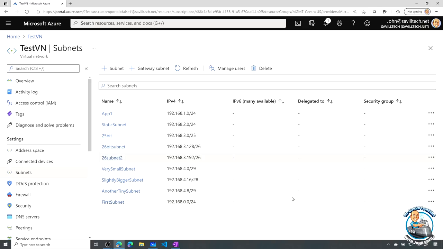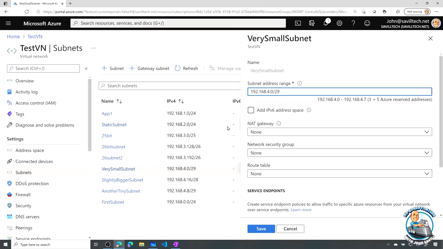And then I created the smallest one I possibly could, a /29. You can't go any smaller than that in Azure because remember, it reserves five. A /29 leaves me three bits for the actual host, which would normally be 0 to 7, so eight possible uses. But because Azure reserves five out of my 0 to 7, I have three usable left.